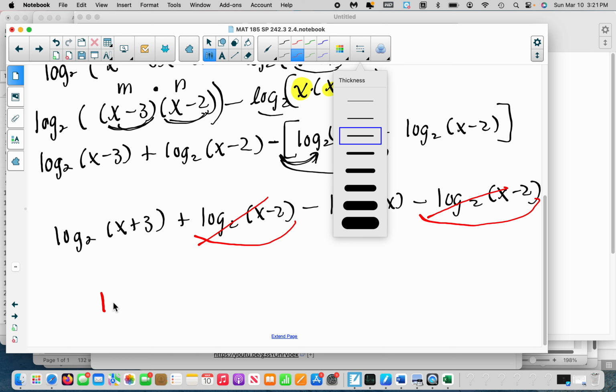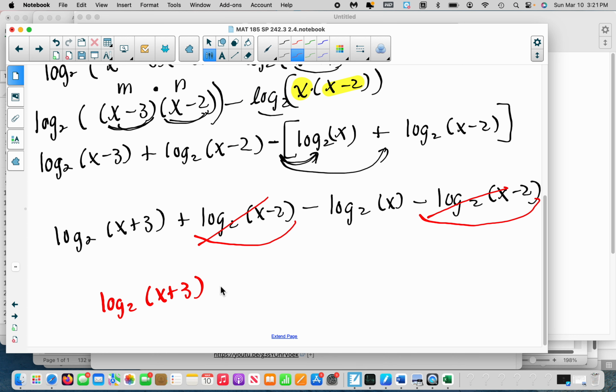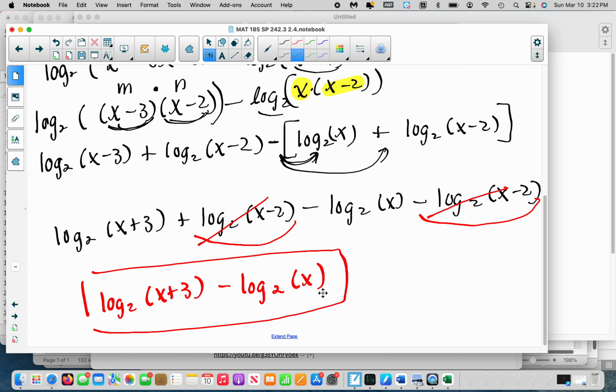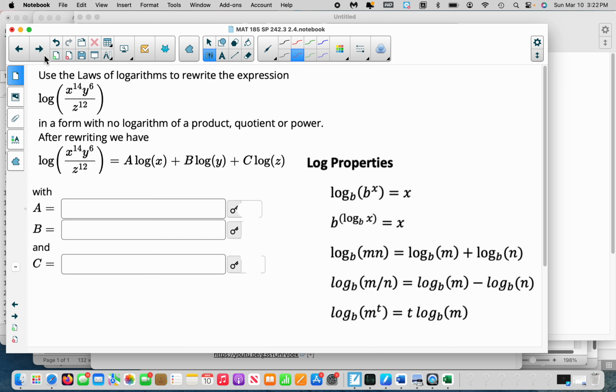And that leaves me here with log base 2 of x minus 3 minus log base 2 of x. So I get the same answer whether I reduce before or after. This is my answer. I got the same thing from above here. Okay, let's look at another one.